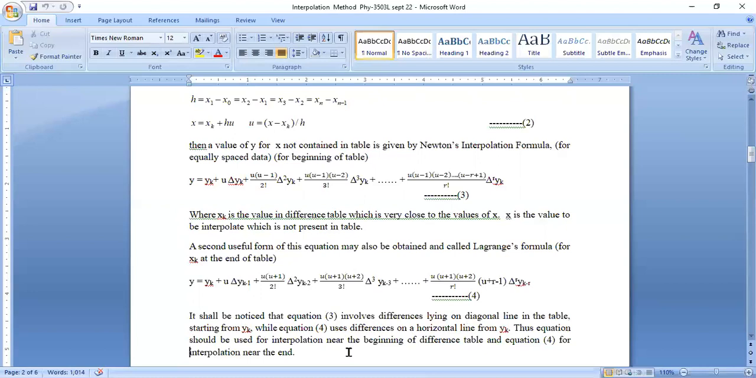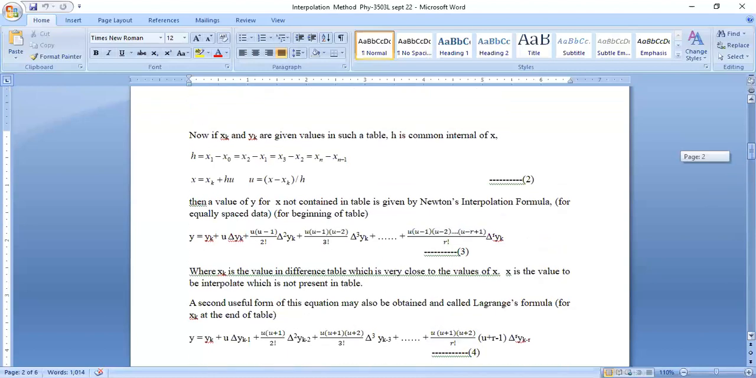Thus, equation 3 should be used for interpolation near the beginning of the difference table, and equation 4 for the end. Equation number 3 is used when your xk is lying near the beginning of the difference table, and equation number 4 is used when your xk is lying at the end of the table. So now I will explain to you the diagonal element as well as the horizontal line which we will see.